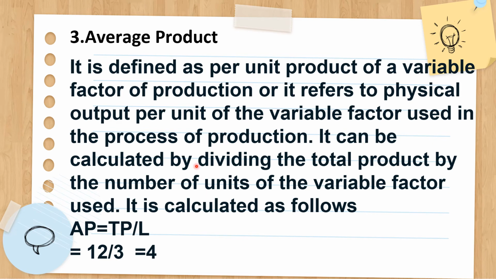It can be calculated by dividing the total product by the number of units of the variable factor used. It is calculated as follows. Average product = total product divided by L. L is the unit of the variable factor. So total product in this example is 12 units, divided by 3 units of the variable factor used at that level, and we get the answer as 4. 12 divided by 3 is 4, which tells us that each of these 3 laborers contributes to production by producing 4 units. Each of them produces on the average 4 units.